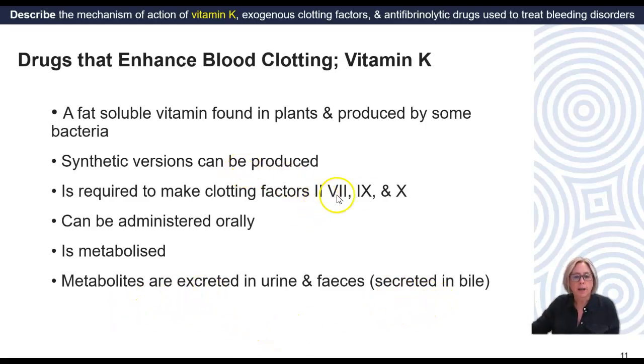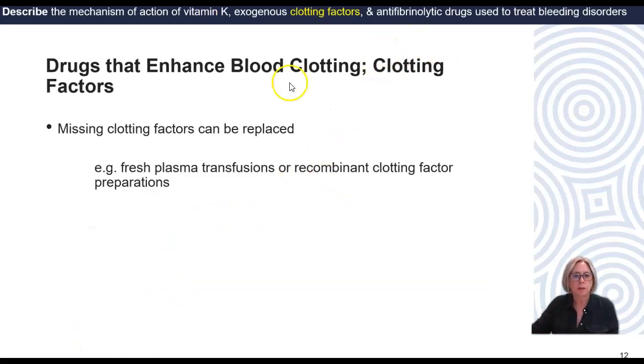So vitamin K actually plays a vital role in the coagulation pathway because it's acting as a cofactor for these vitamin K dependent clotting factors 2, 7, 9, and 10, which then are involved in the activation of blood clotting proteins too. In terms of missing clotting factors, as I mentioned, these can be replaced either through a fresh plasma transfusion or a recombinant clotting factor preparation. And as I mentioned, if you know what the clotting factor is that's missing, you can get the exact amount into the person that's required to replace the missing one.